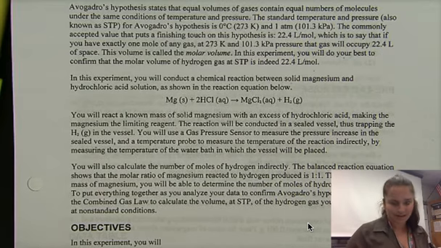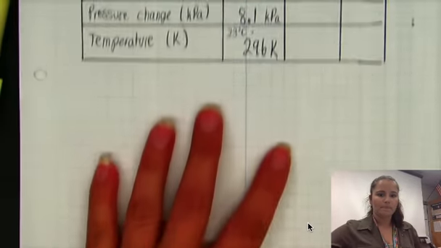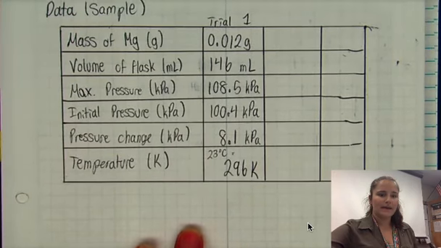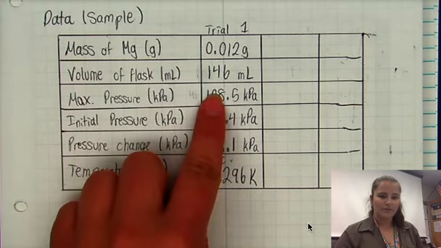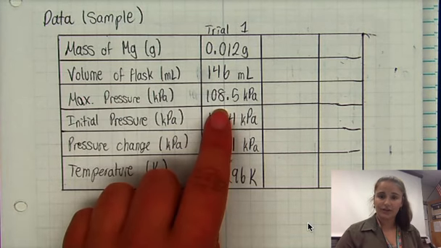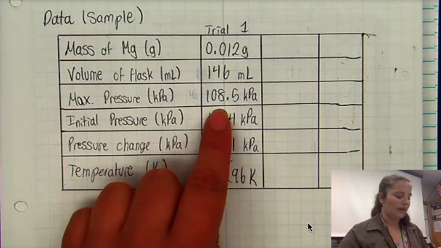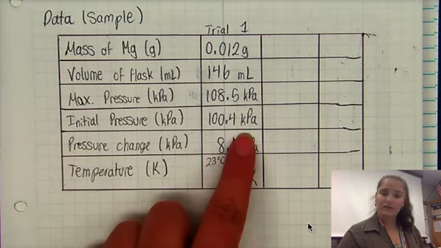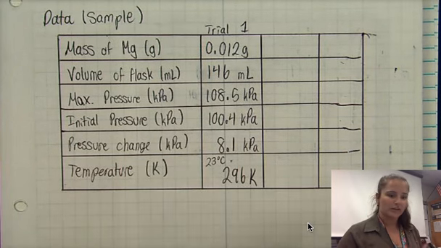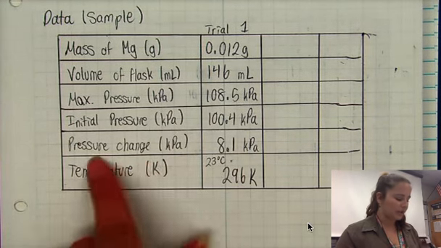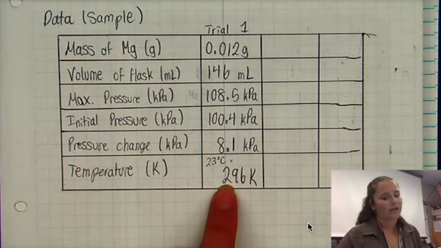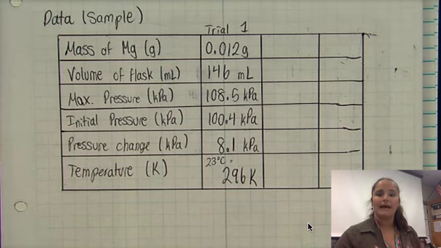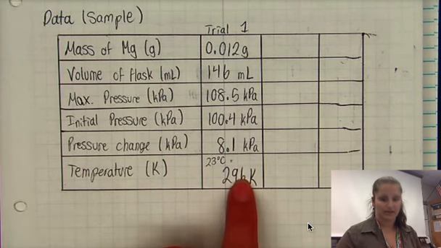So let's go ahead and look at some example data. So here's my example data for one trial. I have my mass of magnesium, the volume of my flask, the maximum pressure that I reached after the reaction had completed, the initial pressure, the pressure before the reaction started, the change in pressure, and the temperature. And note, I converted the temperature to Kelvin because whenever we're doing combined gas law or any type of gas law calculations, we want to be in Kelvin.